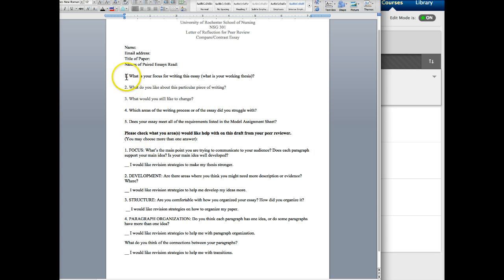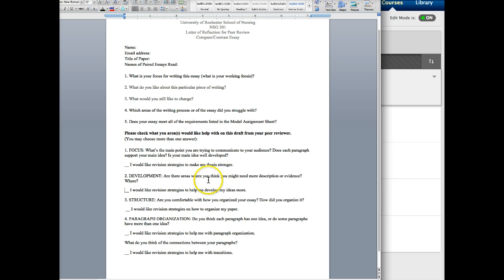So let's say I filled out the answers to all of these questions, and I came down here and I said, okay, this is where I'm going to check where I really want help. I might say I'm really confident with my thesis. I think it's really good. I think the focus is on target, but what I'm really worried about is development. So I'm going to come here and put a little X or a check or whatever you want to indicate that yes, I would really like you to focus on helping me figure out some revision strategies so that I can really develop my ideas in this essay.